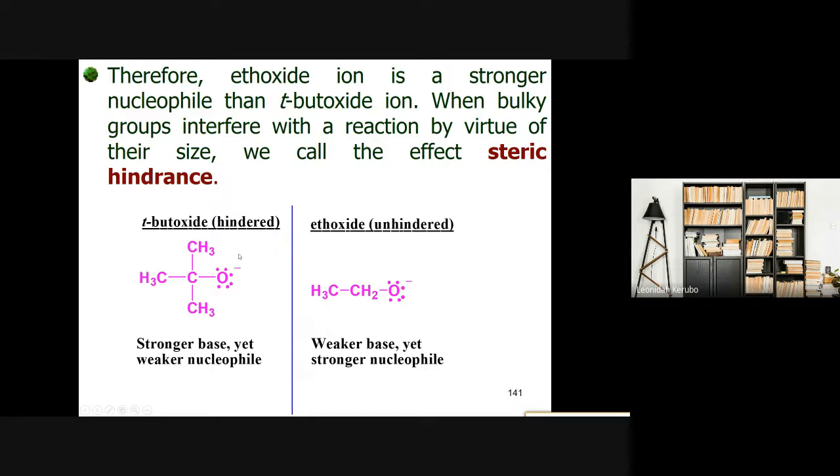So when you compare these two ions, tert-butoxide is sterically hindered as compared to the ethoxide ion because the oxygen bearing the negative charge, which will be shared with the electrophilic carbon, is bonded to a carbon that is bonded to 3 other carbons, whilst in ethoxide, the oxygen bearing the negative charge is bonded to only 1 other carbon. So it's less sterically hindered as compared to the tert-butoxide ion.